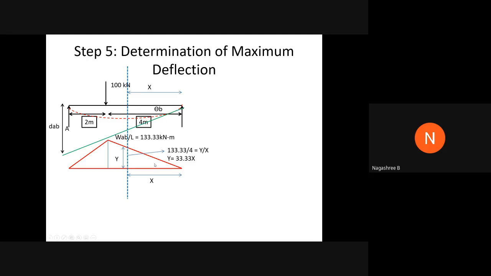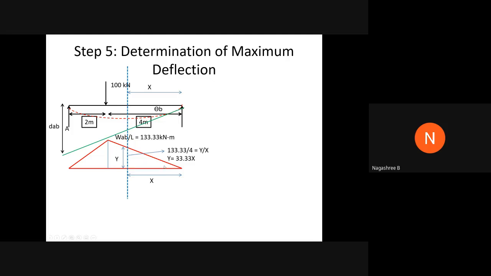Is my cursor visible to all of you? Okay, so exactly at this point, that is the maximum bending moment point, I know that it is WAB divided by L. So I can determine exactly at the sectioned point the value of the deflection. How? By using the similar triangle method.